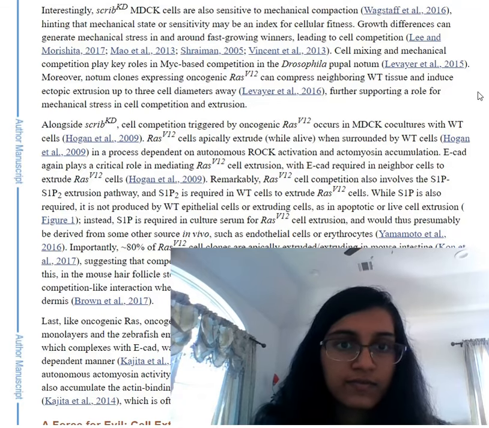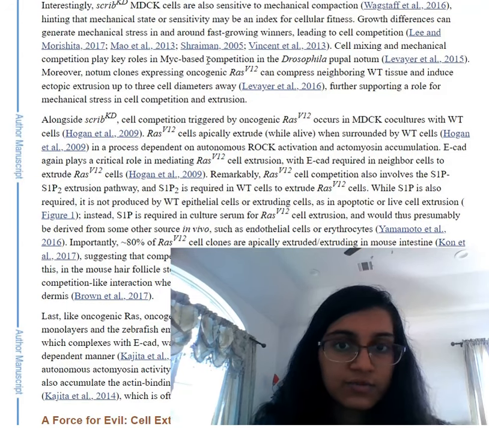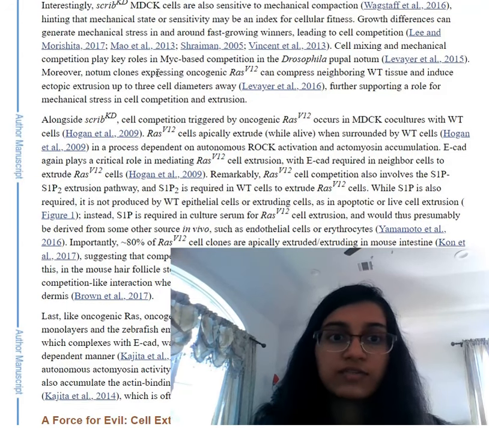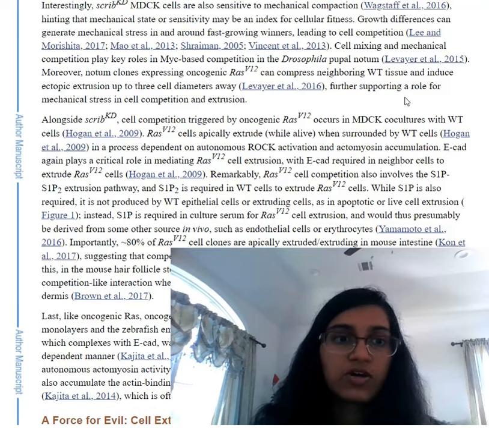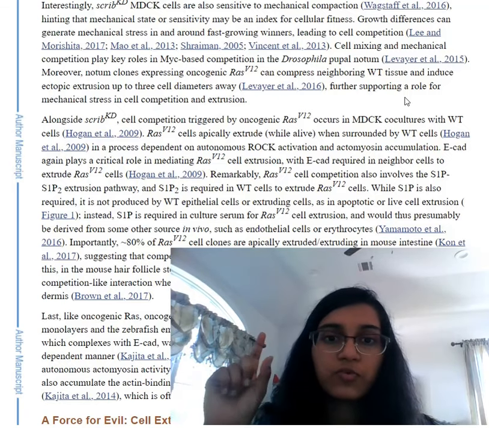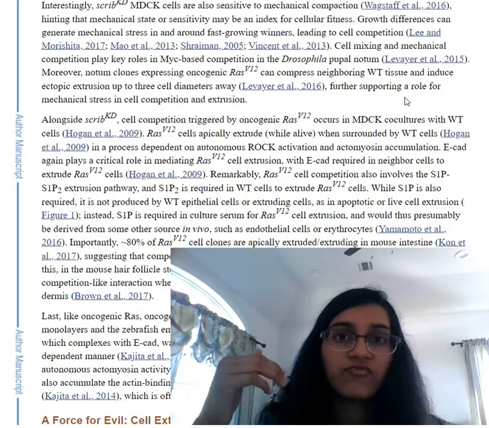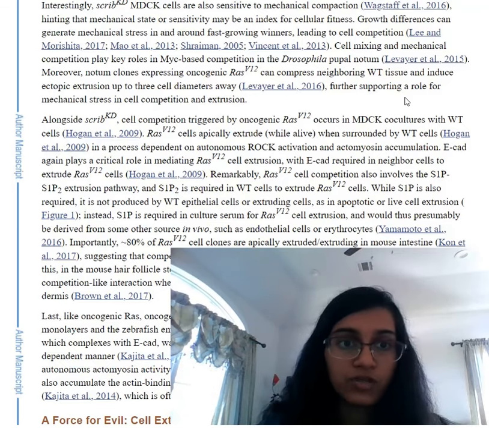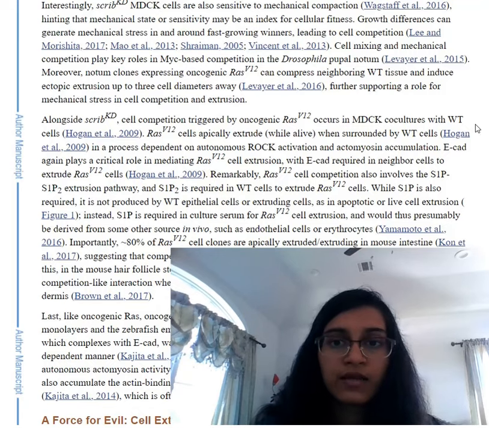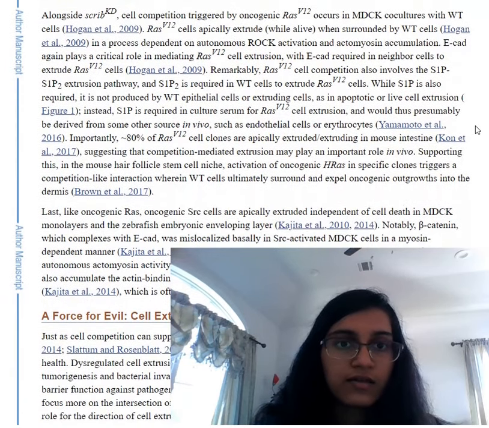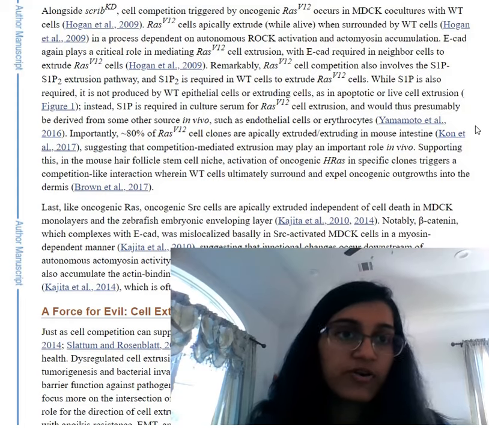And as they say here, moreover, a clone expressing oncogenic RAS can compress neighboring wild-type tissue and induce ectopic extrusion up to 3 cell diameters away. So this caused extrusion not just with the immediately adjacent wild-type cell, but even for cells up to 3 cell diameters away. Okay, now let's go on to the next paragraph.